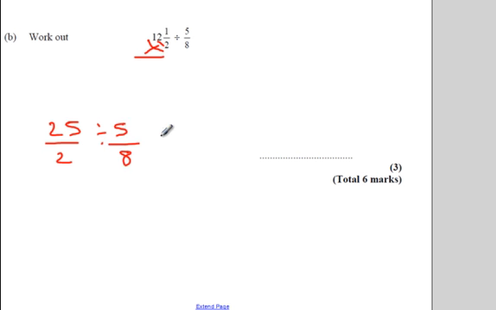And if you notice, the question is out of 3 marks for this part of the question, and that would give me 1 method mark. So I need to make sure I've got that written down so I can get that method mark.